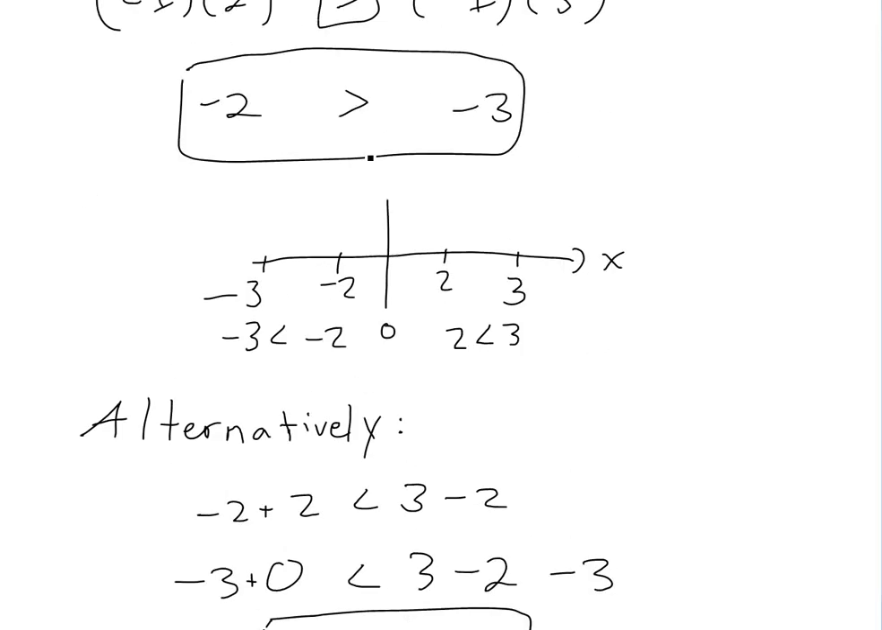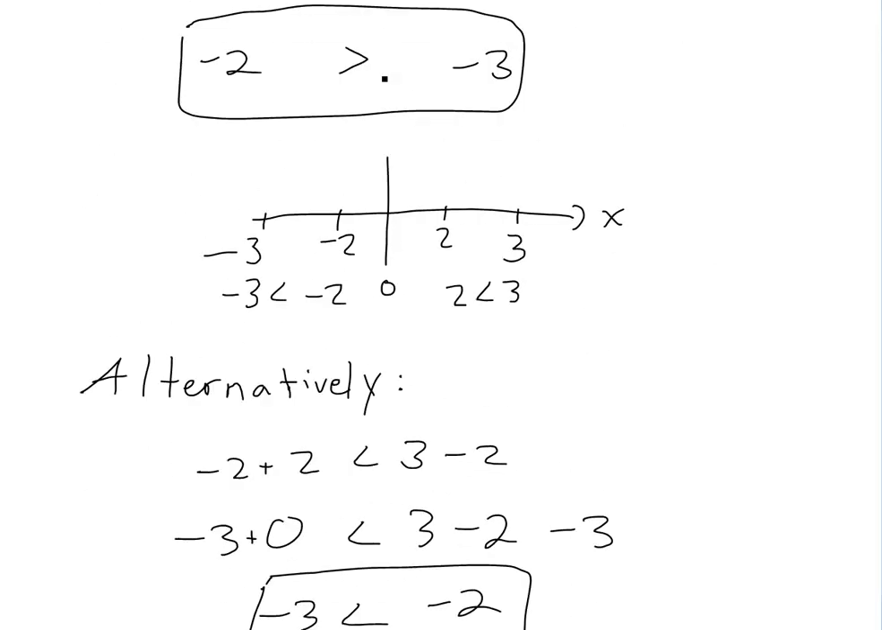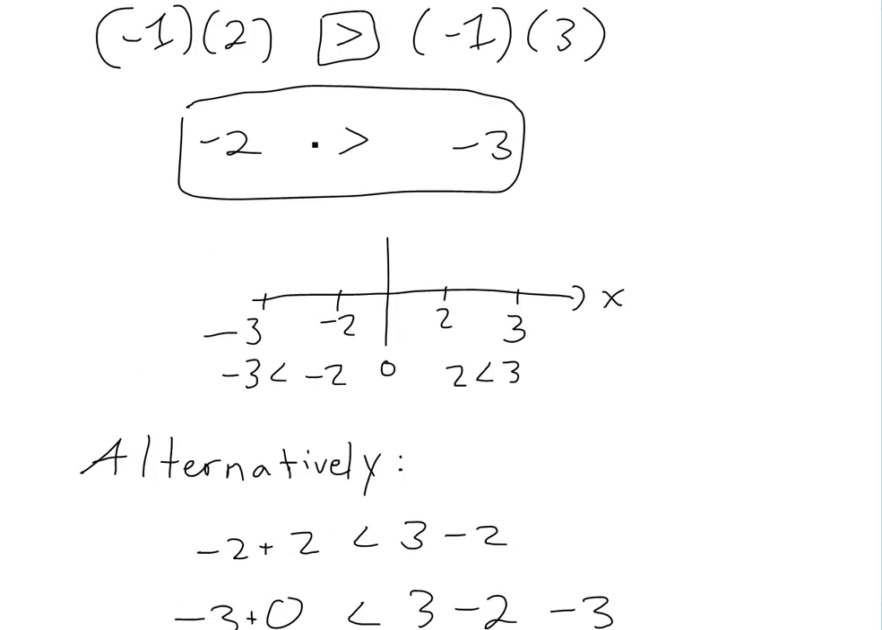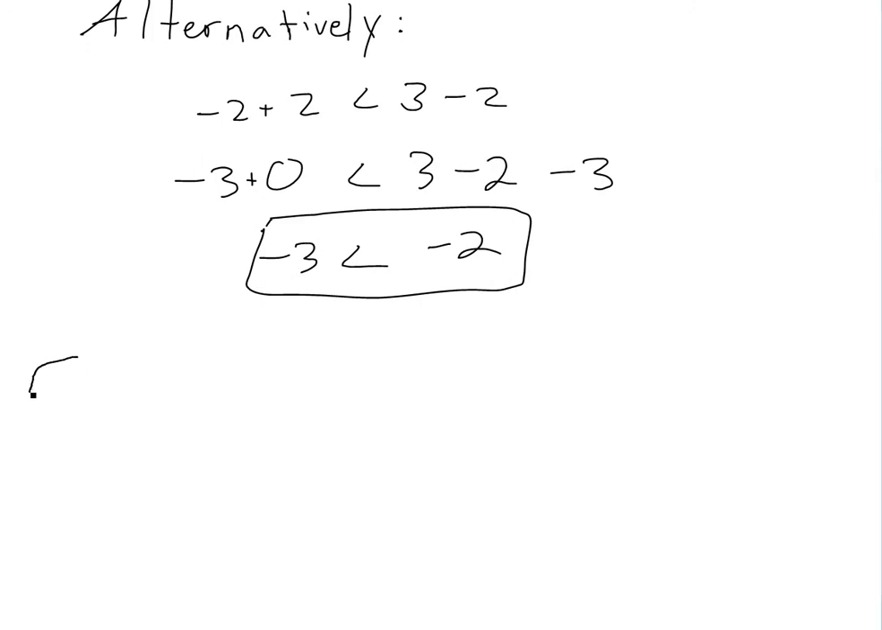So for this switching one, you can see it by moving it to the other side, and you're going to have the exact same thing: -2 is bigger than -3, and this one's -2 is bigger than -3. So that's all you do there. Now let's look at number 5.